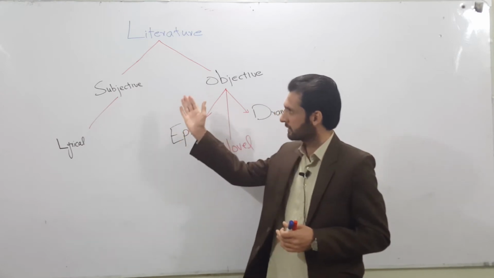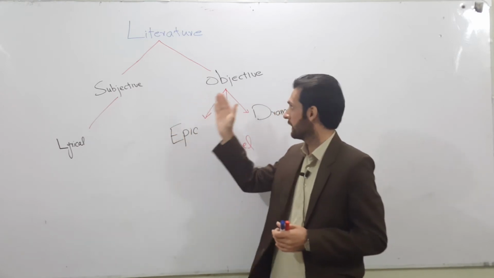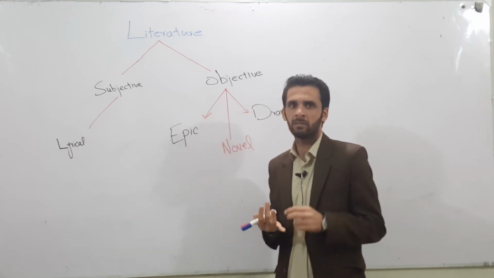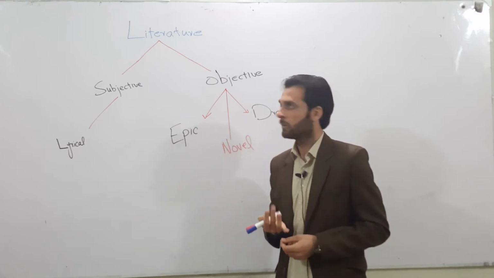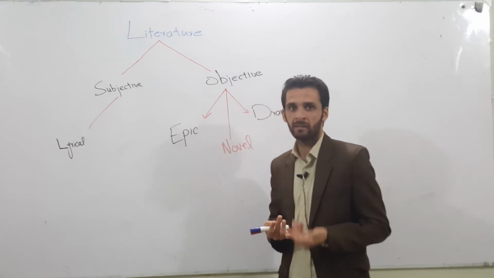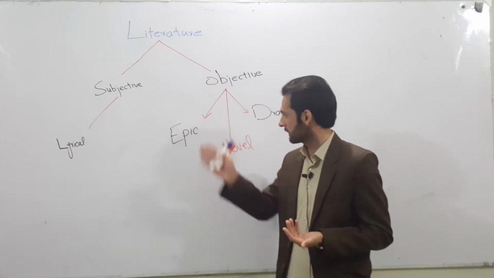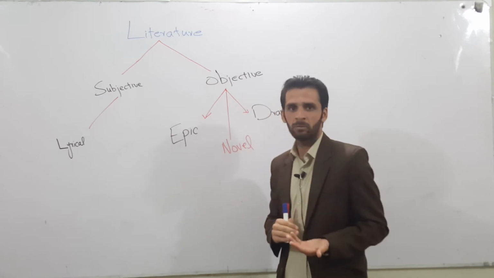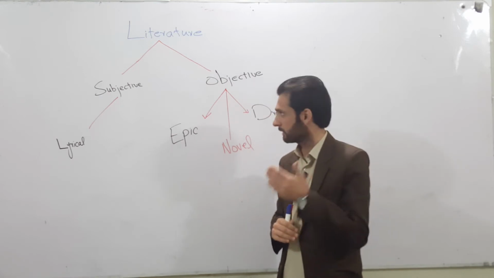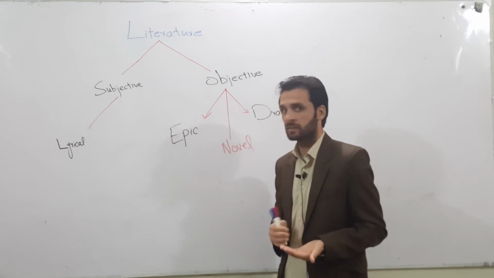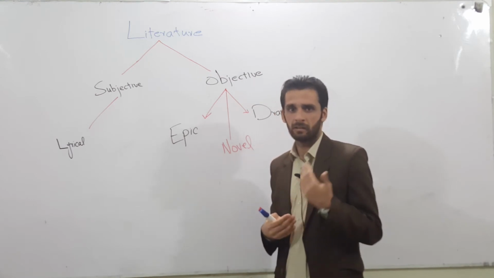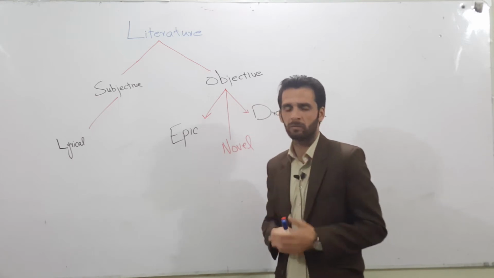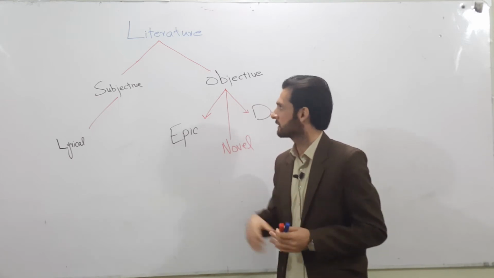Now there are many subcategories of subjective and objective literature. In subjective literature we have lyrical pieces, sonnets, ballads, odes, while in objective we have epics, novels, dramas and the subcategories of these. Now I will explain through examples how subjective and objective literature get their triggers or motivations from the internal world or external world, from the internal sources or the external sources.